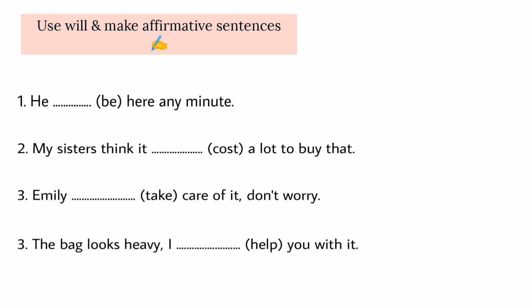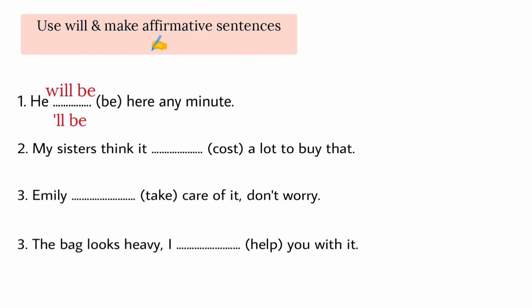Okay, it says let's make affirmative sentences. For affirmative sentences, we only have subject plus will plus main verb, the base form of the verb. All these verbs in the brackets are our main verbs that need to remain unchanged. For the first sentence, we have he will be here any minute, or he'll be here any minute. We can use the contraction form, or we can simply say he will.